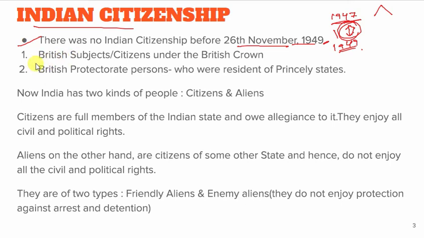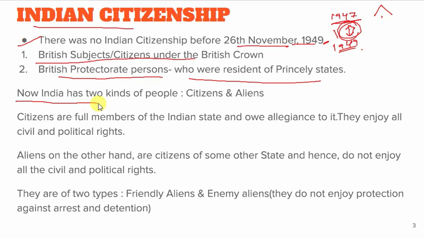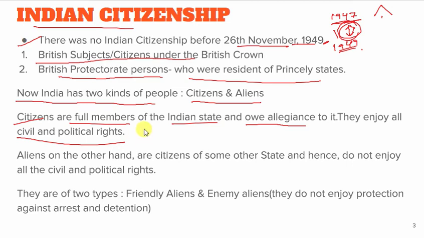As I mentioned here, there were British subjects under the British Crown and British protectorate persons who were residents of princely states. Now, India has two kinds of people: citizens and aliens. Citizens are the full members of the Indian state and owe allegiance to it, and they enjoy all the civil and political rights. The full members are nothing but we. So we own the full rights in our country.